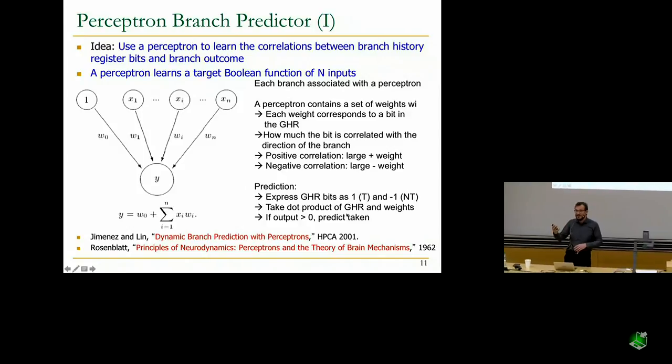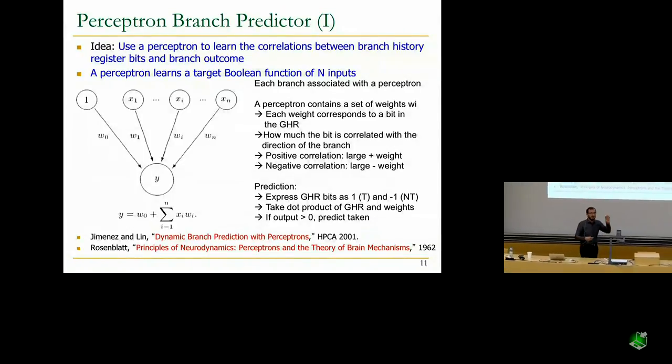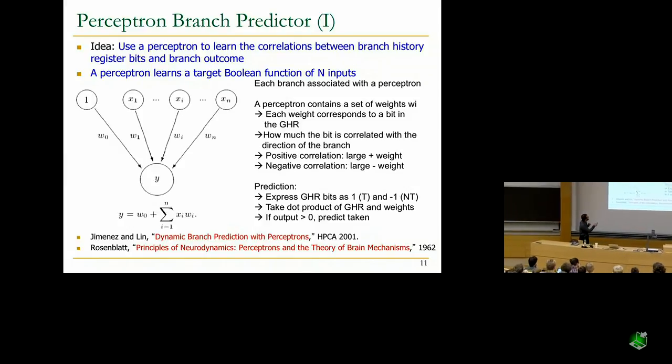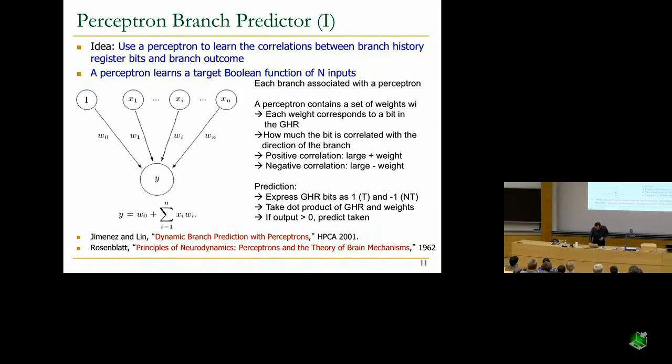So this is a little bit more sophisticated than what we've seen before, right? Before, we took the global history register, indexed into a table, and looked at the last outcome. We never tried to learn how each of these bits in the different locations of the global history register is correlated with the outcome for that particular branch. And this is a paper that introduced the idea in modern times, and this is actually the book that introduced the perceptron for the first time.